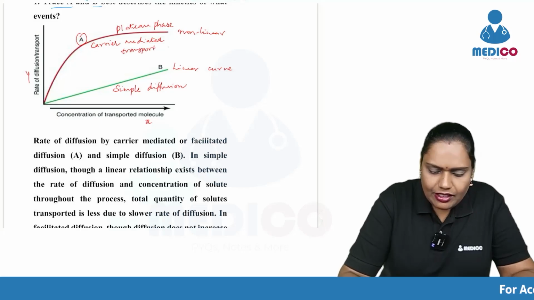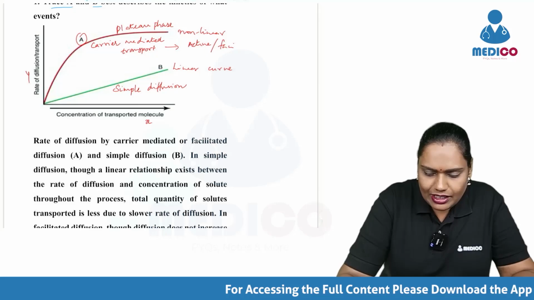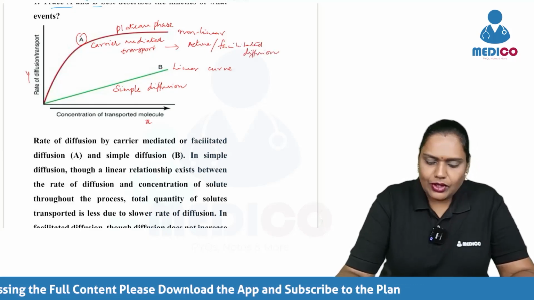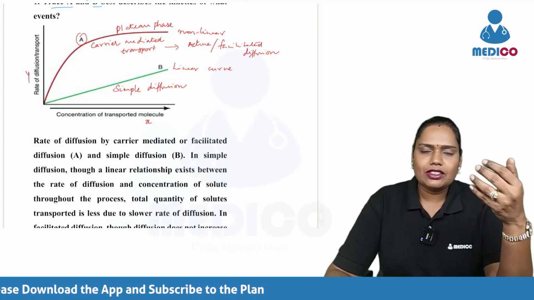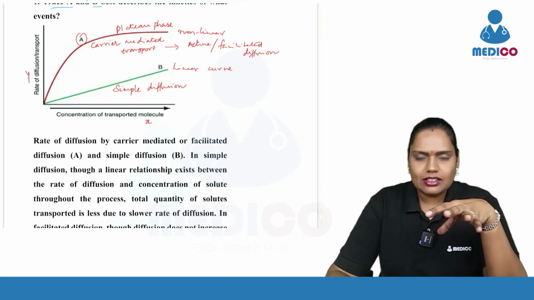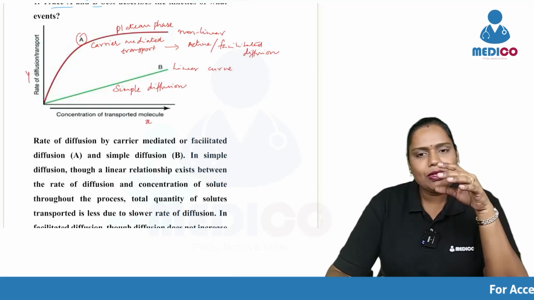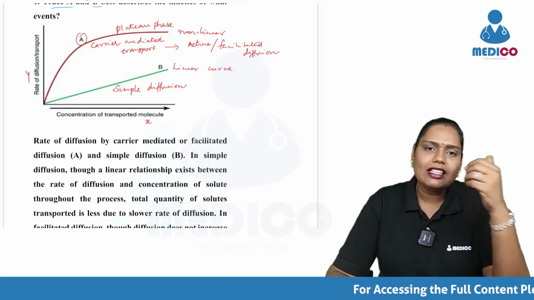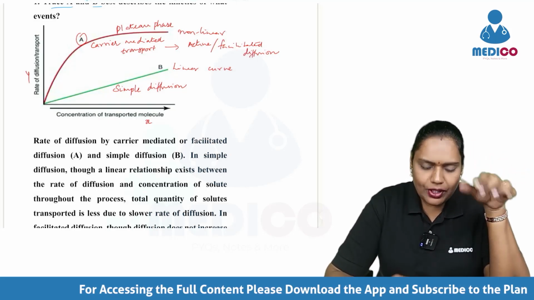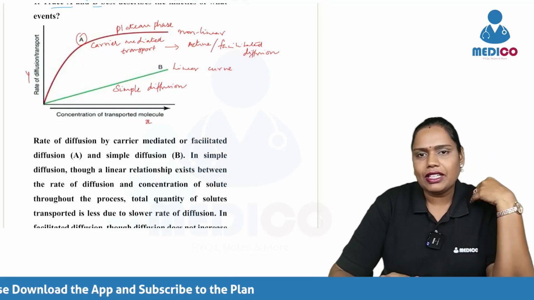This carrier mediated transport could be an active transport or facilitated diffusion. To put it in simple words, the options could be given in any way. Trace A is a carrier mediated transport, trace B is a simple diffusion, or they can also give trace B as a passive transport, trace A as an active transport. Whatever it is, look at how I identified that trace B is simple diffusion and trace A is a carrier mediated transport.